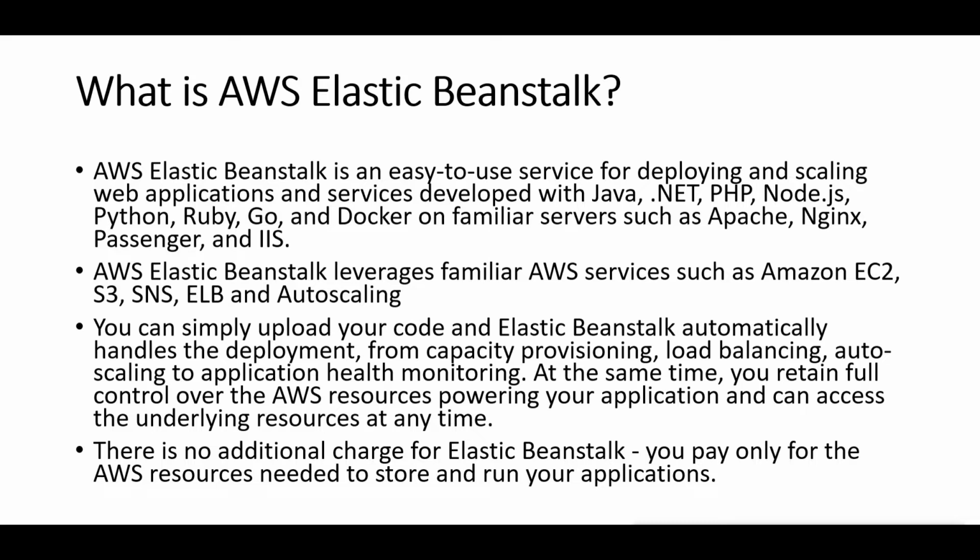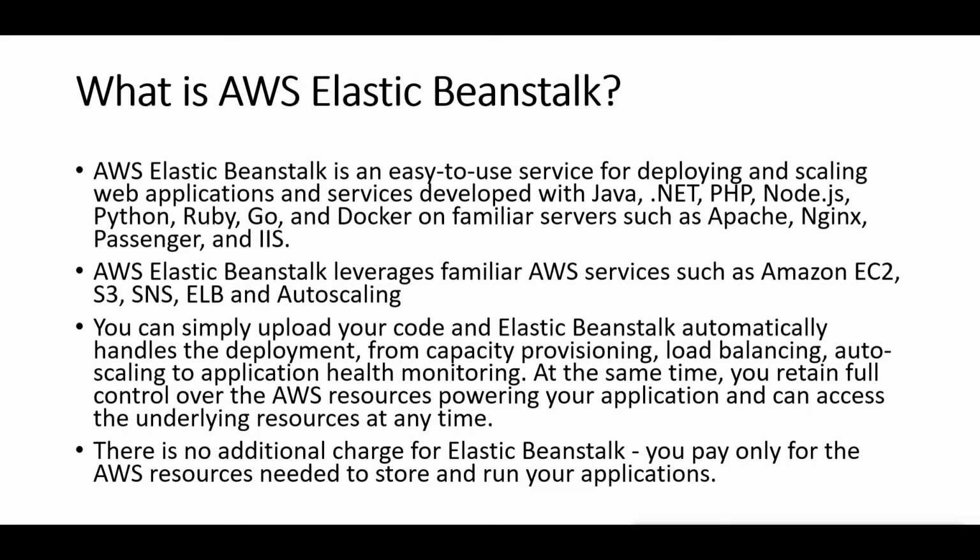Elastic Beanstalk uses managed containers that support environments such as Java, .NET, PHP, Node.js, Python, Ruby, Go, and Docker, on familiar servers such as Apache HTTP servers, Apache Tomcat, Nginx, Passenger, and IIS. Elastic Beanstalk leverages familiar AWS services such as Amazon EC2, S3, SNS, Elastic Load Balancers, and autoscaling.